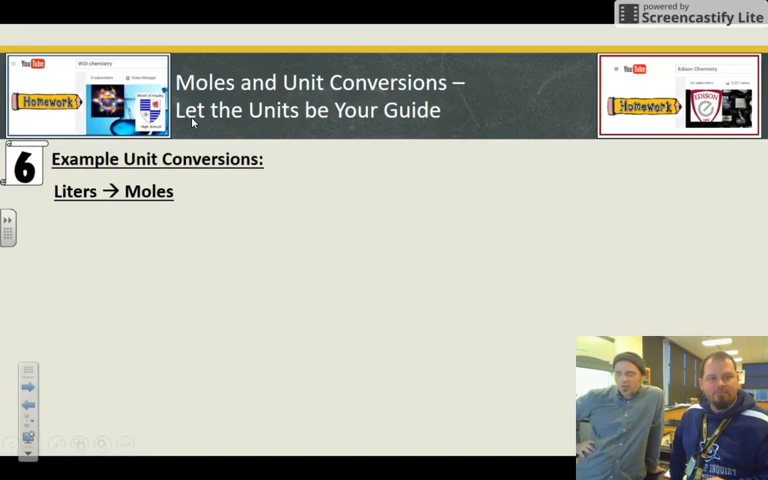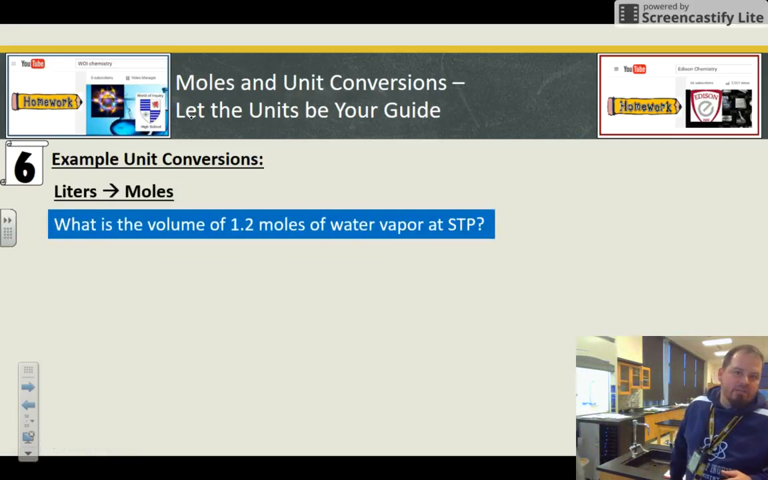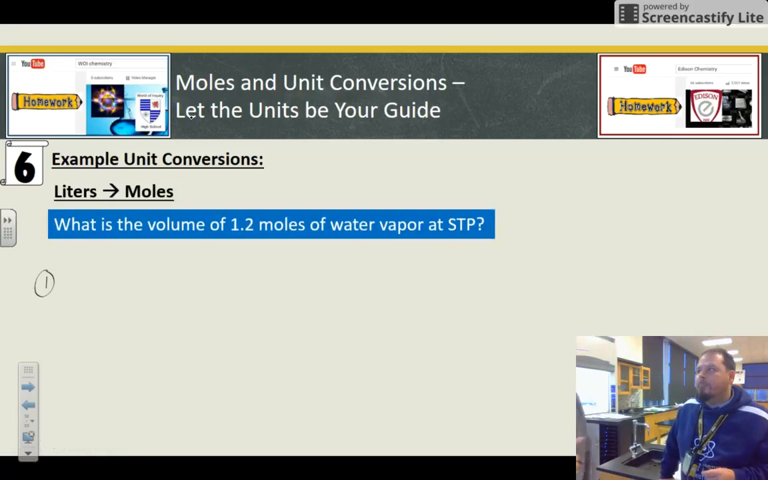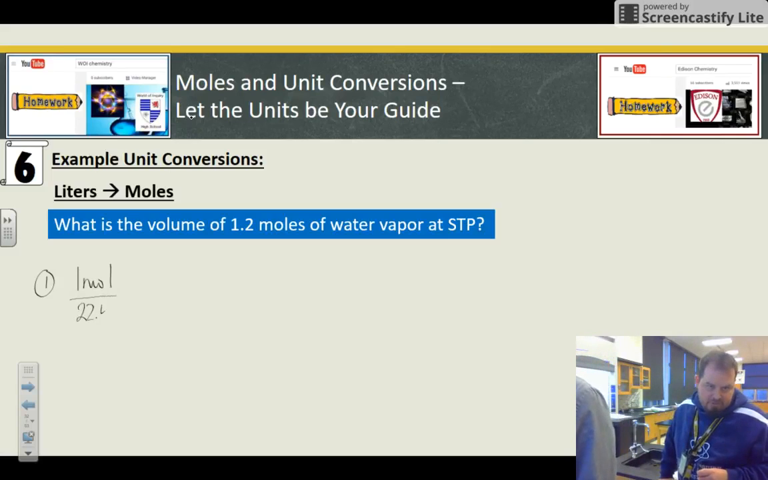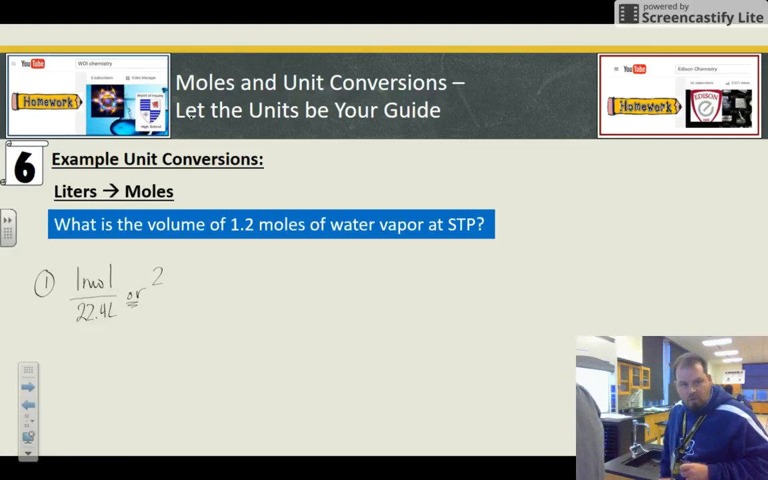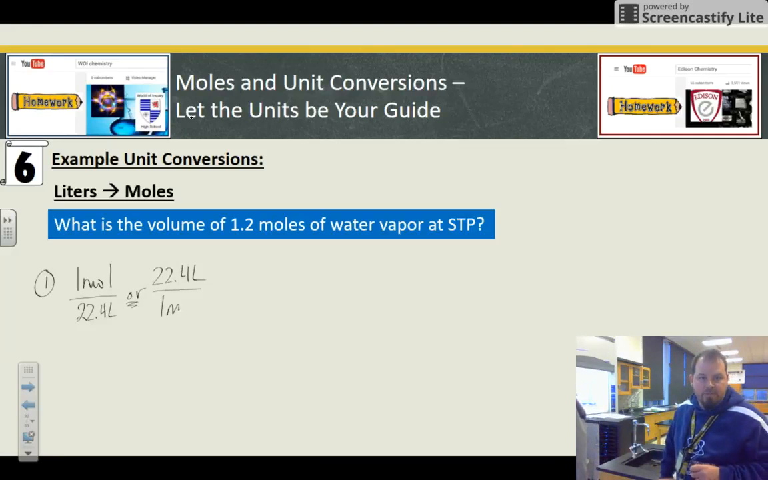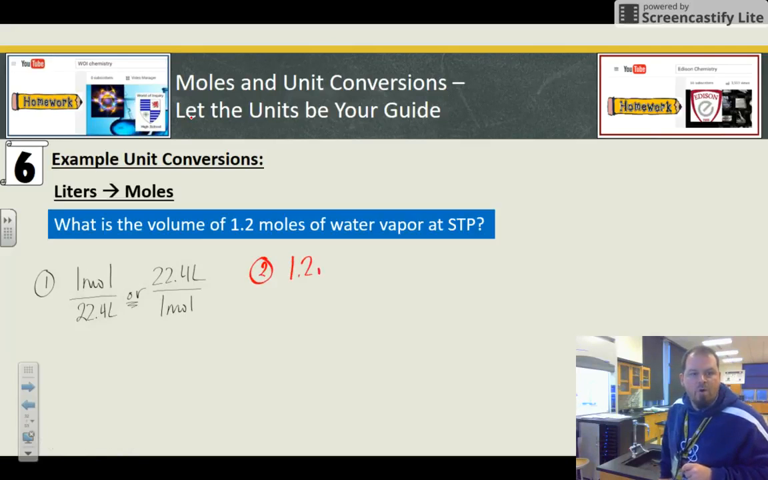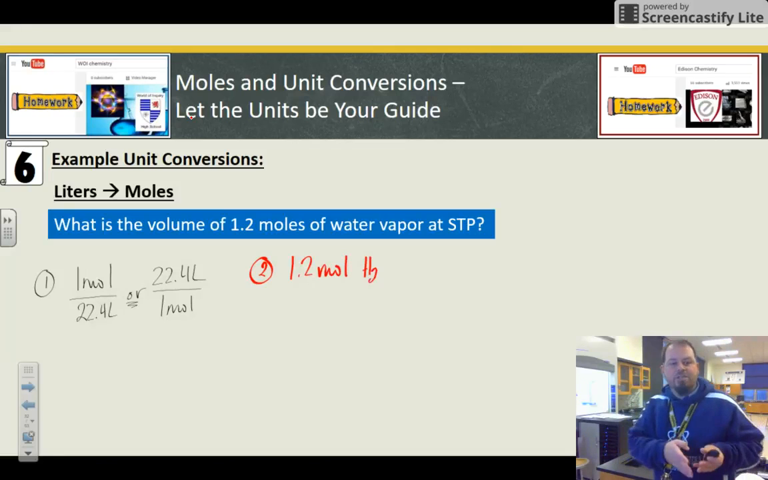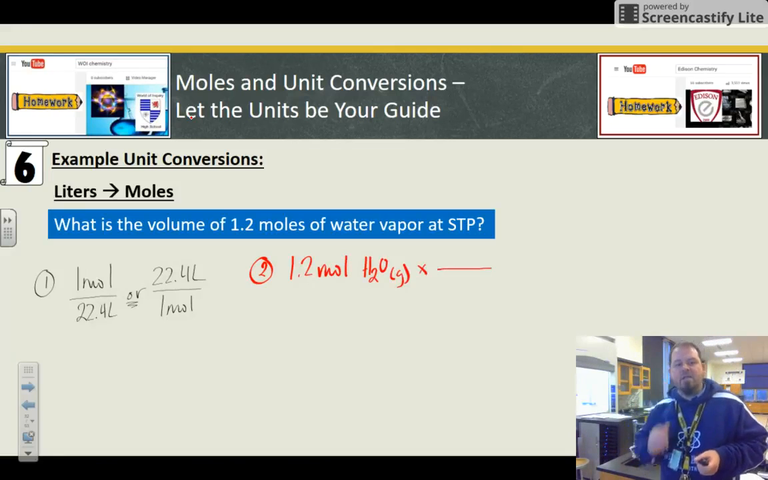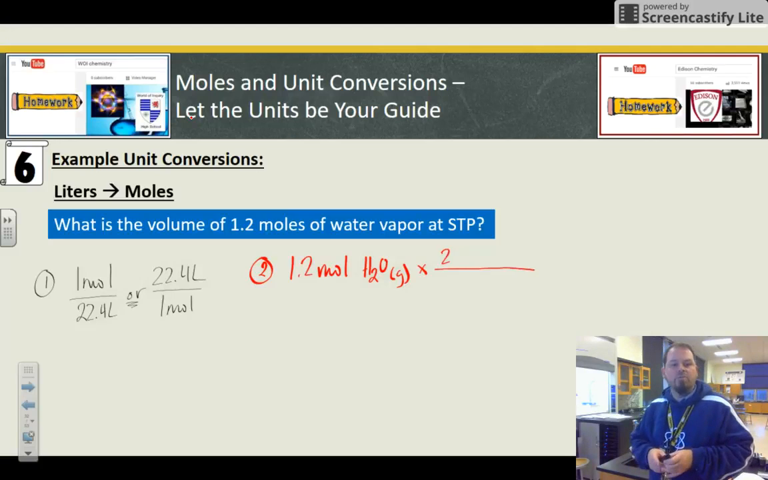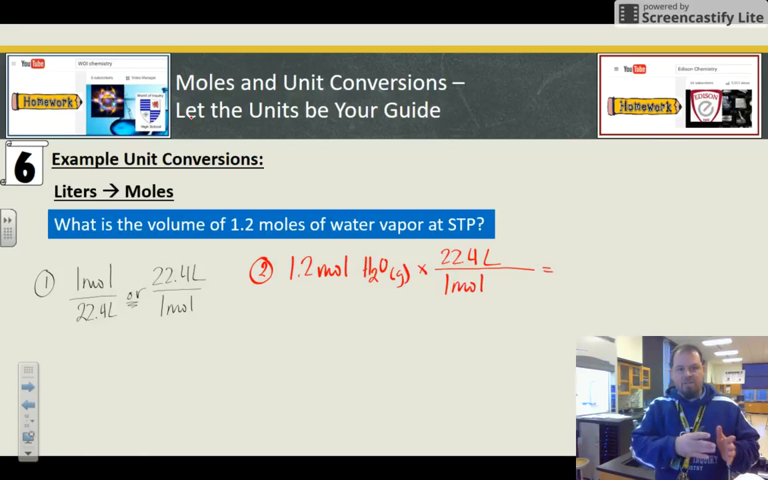Ooh, this is good. Liters to moles. Okay, so same thing, except that the first step is not calculate gram formula mass, because we're just in moles or liters. So we know that 1 mole is 22.4 liters, or 22.4 liters is 1 mole. And then we're going to start with what the problem gives us, which is the 1.2 moles. So I'm going to use the fraction that has moles in the denominator to cancel out the moles that I'm given. So I need to use 22.4 over 1 mole. Moles will cancel, and the answer is going to be 1.2 times 22.4.